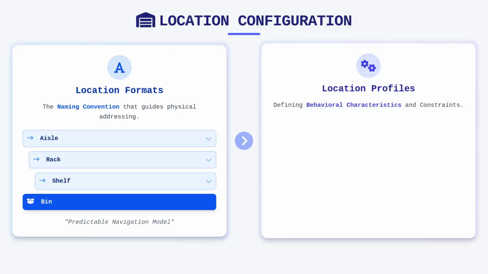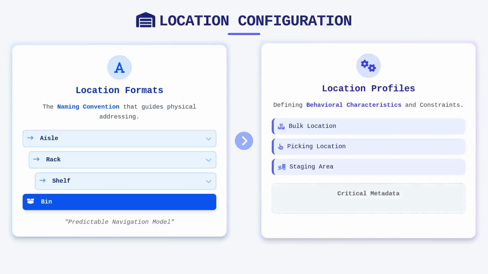Furthermore, location profiles are where you define the behavioral characteristics and constraints of these locations. You might designate a location type as a bulk location, a picking location, or a staging area, each carrying specific system rules. These profiles also store critical metadata regarding weight and volume capacities, which serve as the foundation for the system's underlying put-away logic.